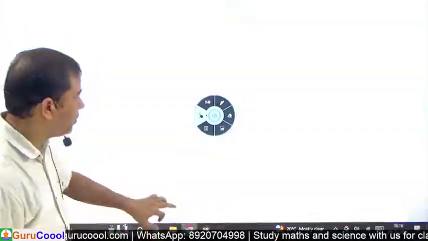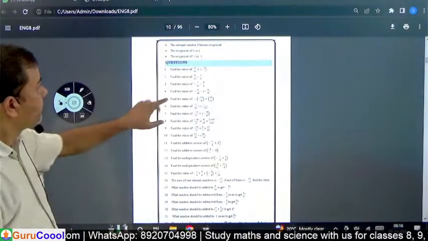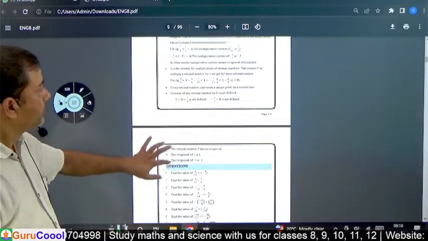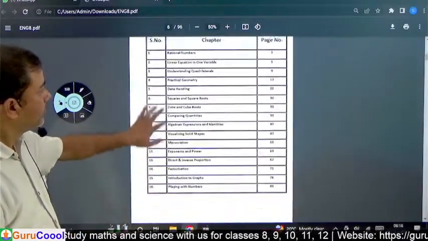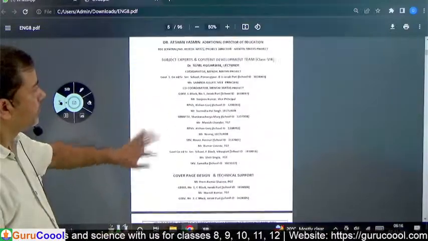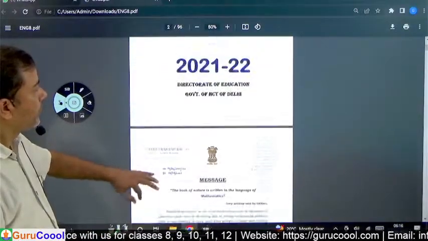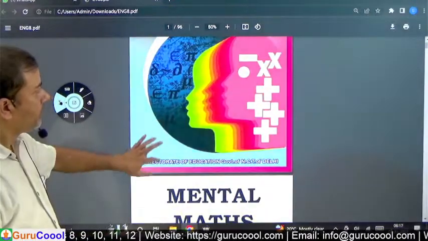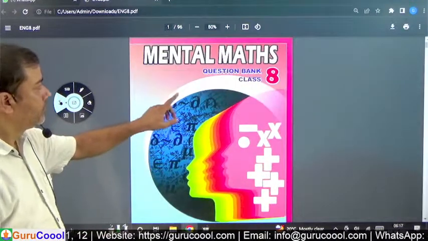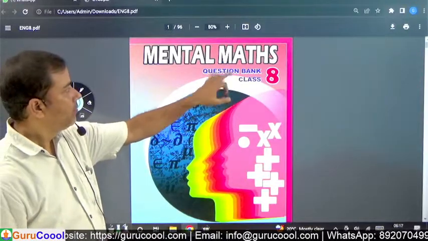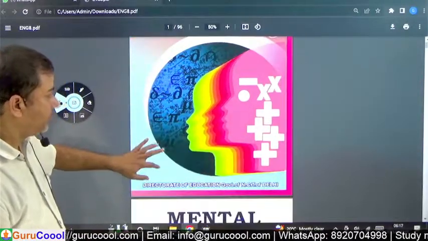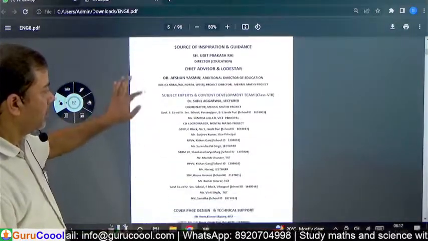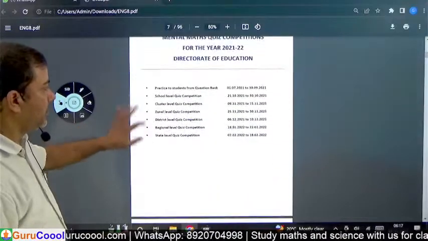There is a complete book on the mental math. There is a complete book you can see here. Mental math class 8. Can you see? Question bank, mental maths question bank class 8. So all these calculations should be done without notebook and pen, just by thinking.